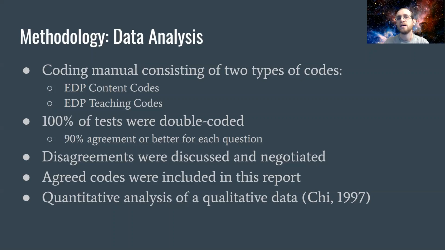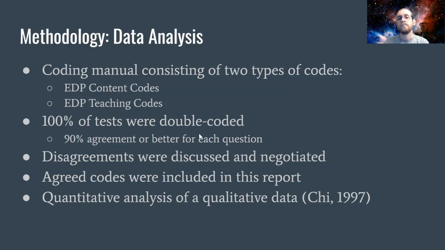This is a way of sort of ensuring some measure of reliability, that we really are seeing what we think we're seeing, because you can imagine that this might otherwise be a very subjective process. So having that extra person to independently look at the same set of information is really helpful in establishing some credibility and some trustworthiness in your results. So we had a 90% agreement or better for each question.